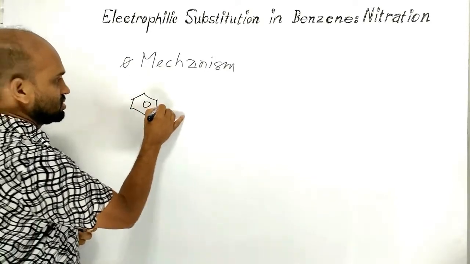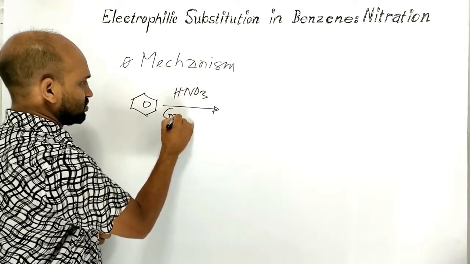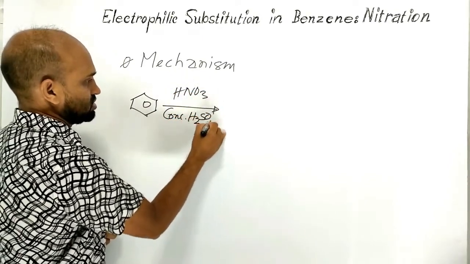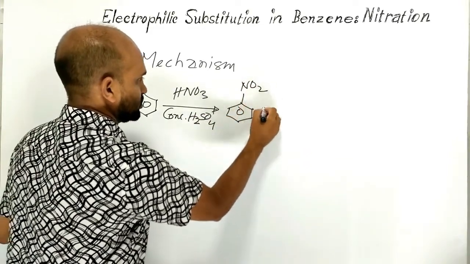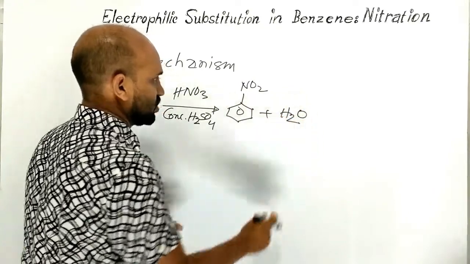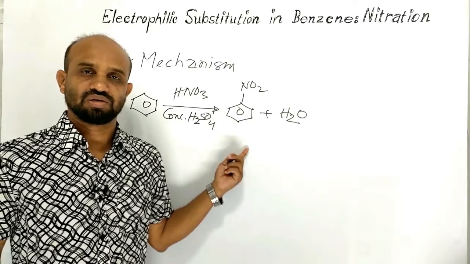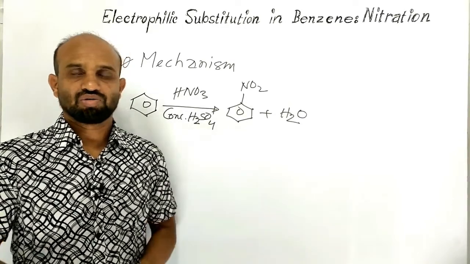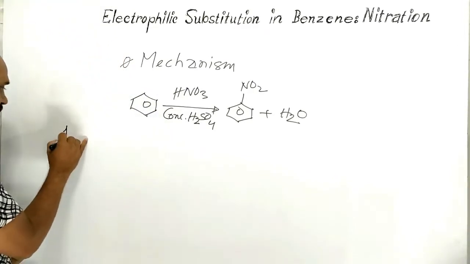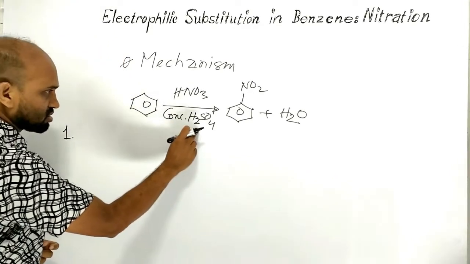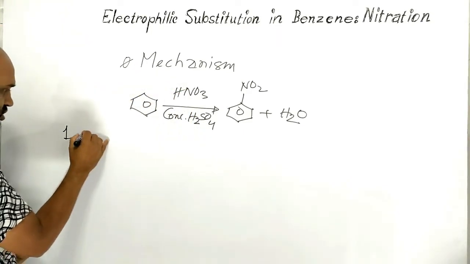Benzene is treated with nitric acid in presence of concentrated sulfuric acid. Then nitrobenzene is formed and water is formed as byproduct. This is the reaction of benzene with nitric acid. Now let's see the mechanism of the reaction step by step. Step 1. Concentrated sulfuric acid reacts with nitric acid in this way.